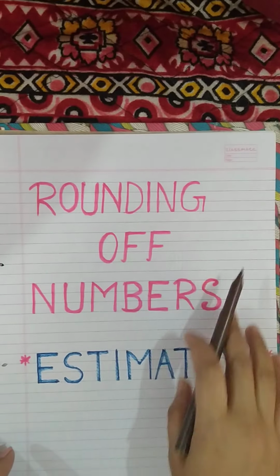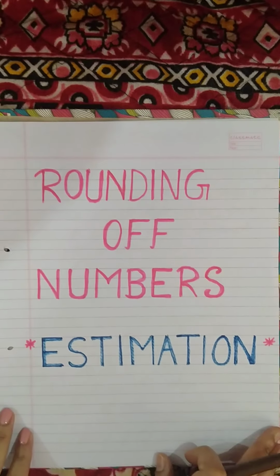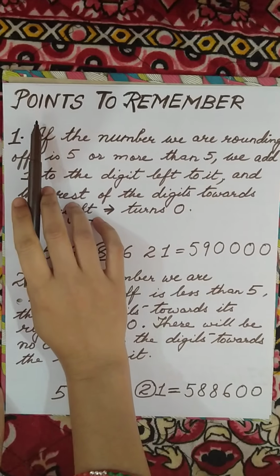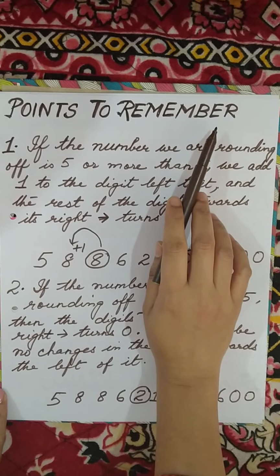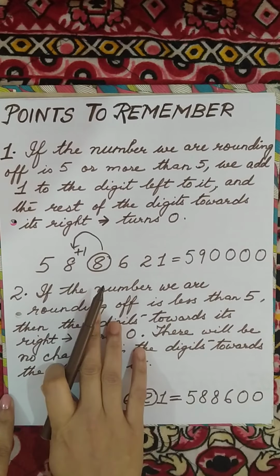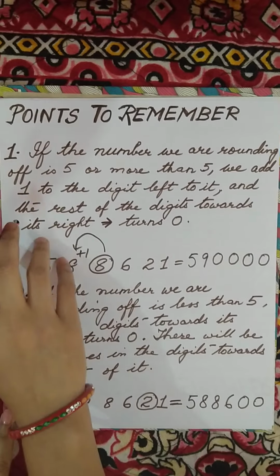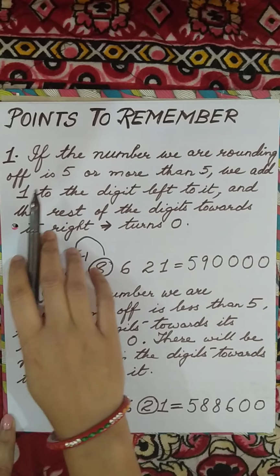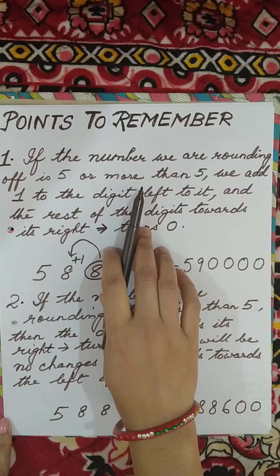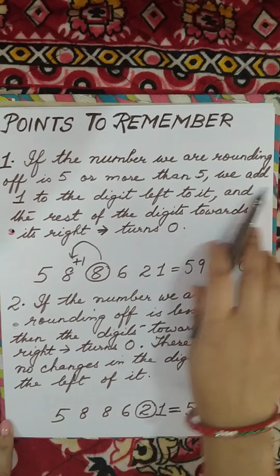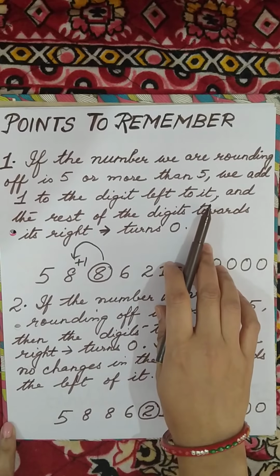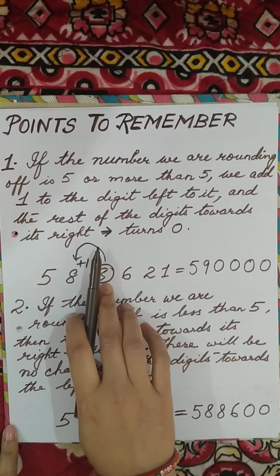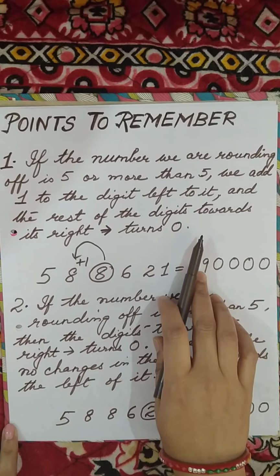Now, before we begin with rounding of numbers, we must keep in mind certain points. So, here are some points to remember before we begin with rounding of numbers. Point 1. If the number we are rounding off is 5 or more than 5, we add 1 to the digit left to it and the rest of the digits towards its right turns 0.